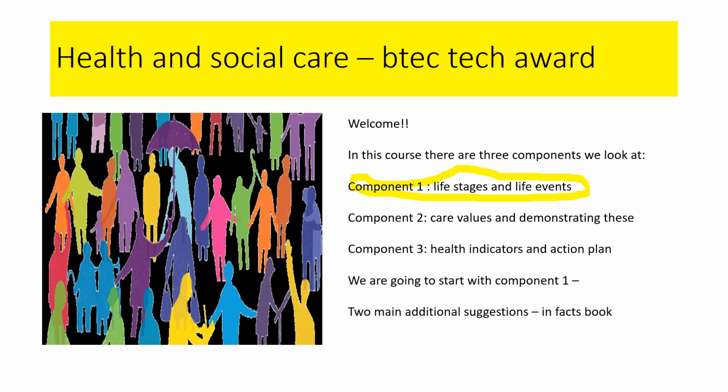If you look at this slide, you'll notice that there are 3 components here, and in the Health and Social Care course this is what we look at over the 2 years. We're going to start with component 1, and you'll notice that there are 2 parts to it. The first part is life stages and the second part is life events. Life stages just means our life, from when we're born to when we die. And our stage is where we are at, so what age we are at.